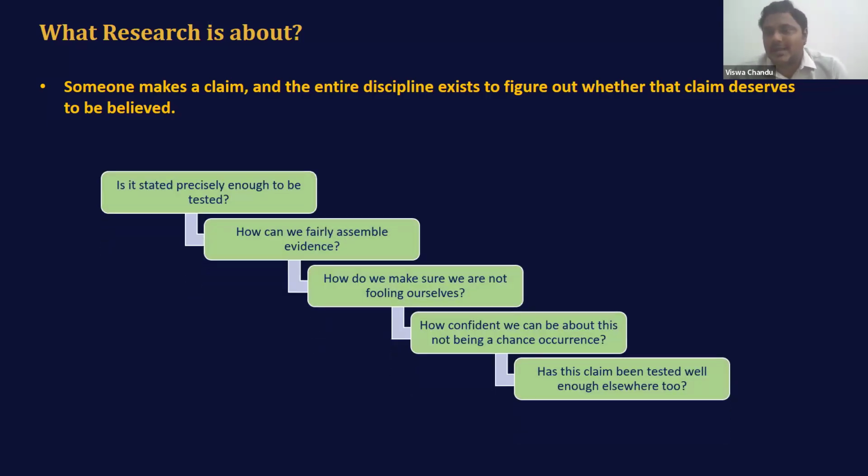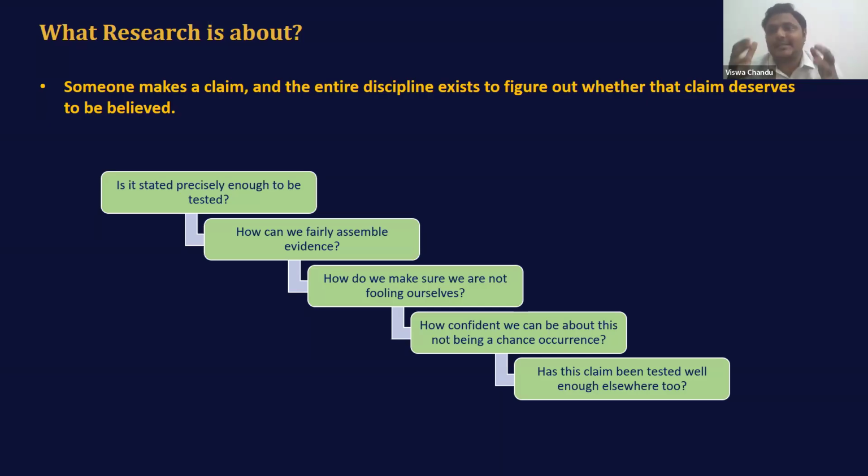First we have to understand, is that claim, that statement, precisely stated enough to be tested? That is about your variables, your hypothesis. The second question is, how can we fairly assemble evidence? Now we are entering the ambit of sampling and sample size estimation. And how do we make sure we are not fooling ourselves? There you are talking about bias, confounding and so on. And how confident can we be that this is not a chance occurrence? Now we are talking about alpha, beta, 95% confidence intervals, p-values. And then, has this claim been tested well enough elsewhere too? Now you are talking about consistency and coherence, entering the domain of evidence-based dentistry and evidence-based medicine.